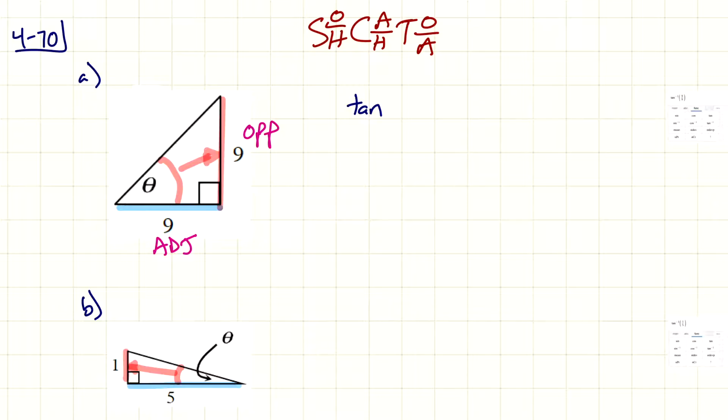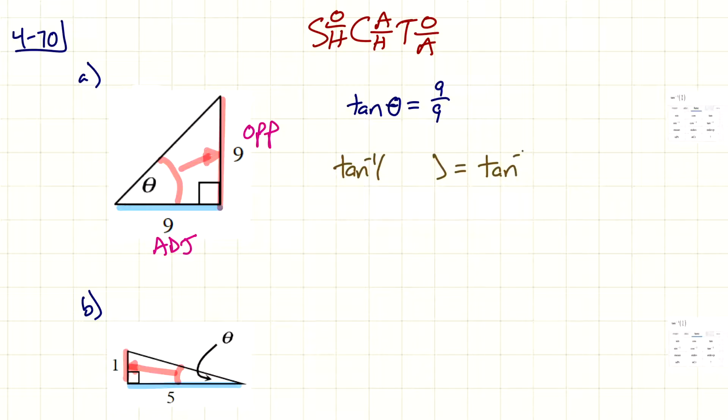And so I don't know the angle, so I'm going to put theta. And the fraction is opposite over adjacent, so that's 9 over 9. All right, so there's my equation. The next step would be to start to solve this. Now I want to get rid of the tangent, so this is where we're going to use inverse tangent to get rid of it. So I'm going to, let's use a different color here. So I'm going to put inverse tangent.